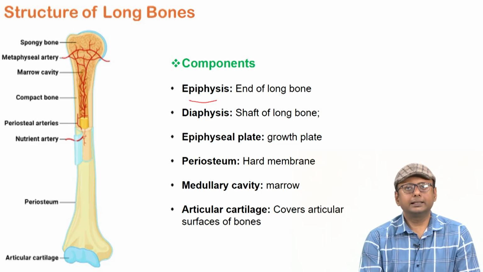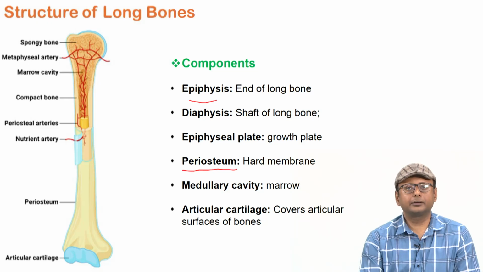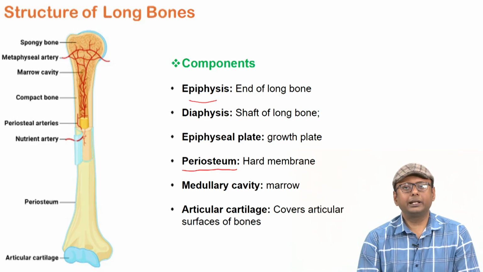You have the epiphyseal plate area, which is a connection between the epiphysis area and the diaphysis area. Then you have a layer which is mostly a collagen layer and cell layer. This is the periosteum. You can see this is like a hard membrane.